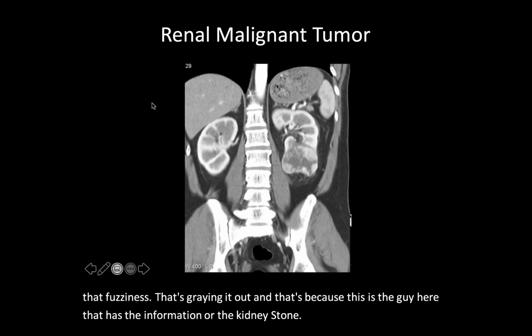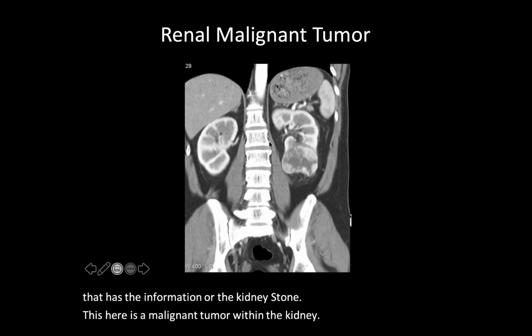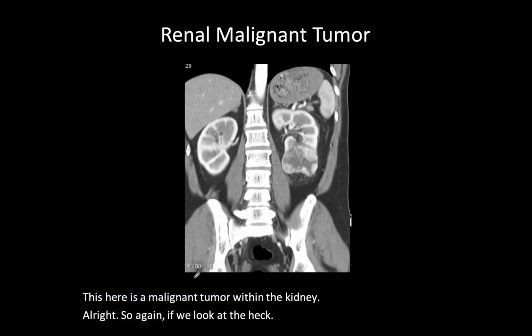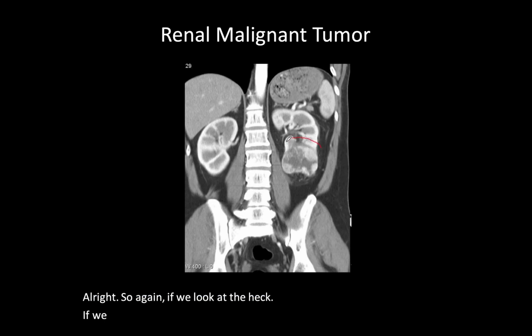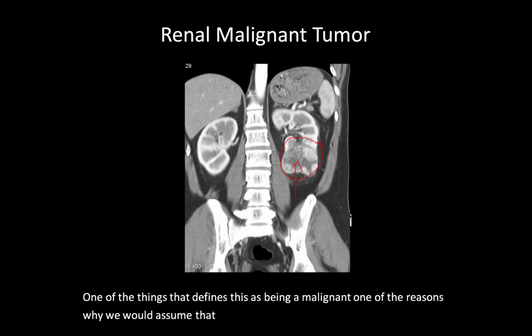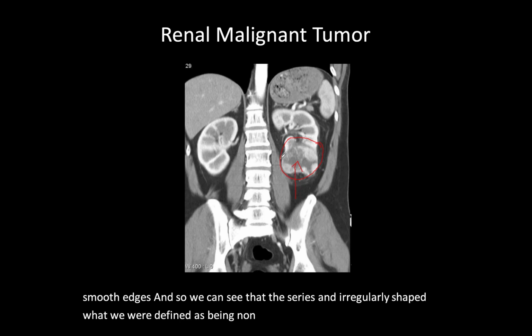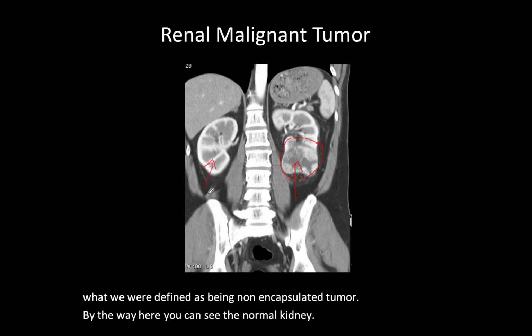This here is a malignant tumor within the kidney. All right, so again, if we look right here, that there is the tumor. One of the reasons why we would assume that this is a malignant tumor is because of the non-smooth edges. And so we can see that this here is an irregularly shaped, what we would define as being a non-encapsulated tumor.